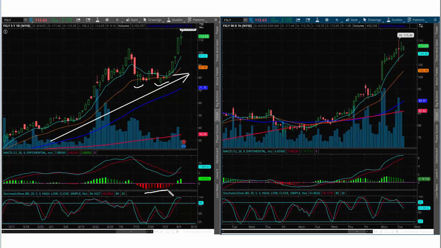MACD starts to converge. You get a higher low here. This crosses up. So I'm going to zoom in here on the double bottom and look for an entry. So I come over here to the hourly chart, and what I see here is a stochastic breaks out right there. Okay, MACD crosses up.